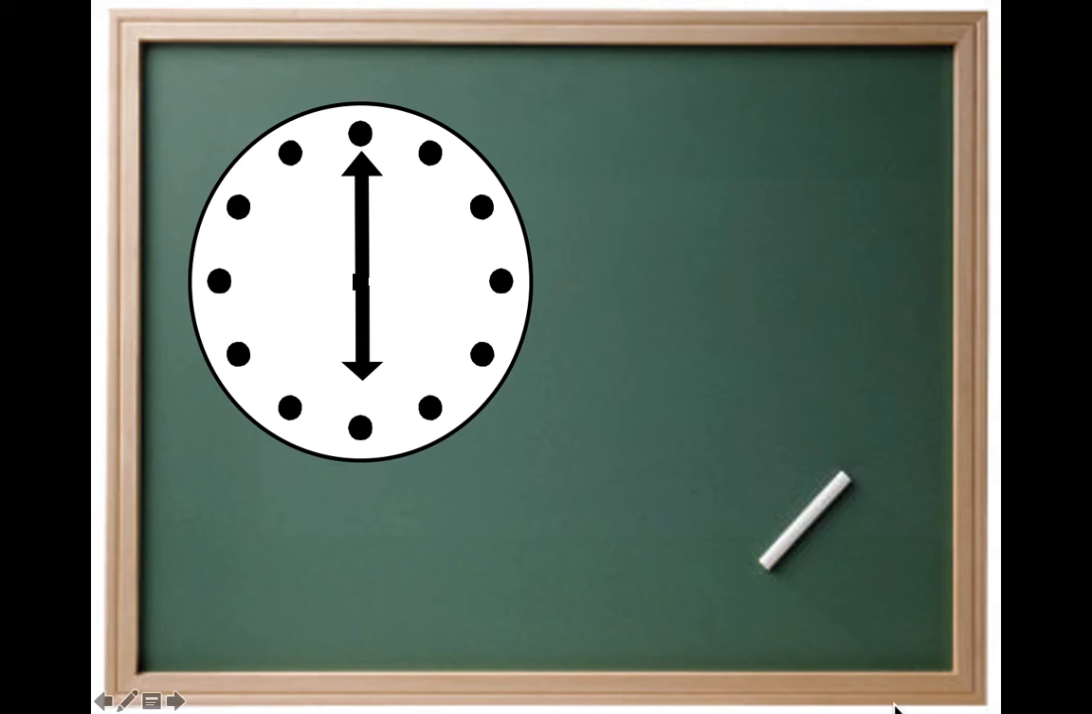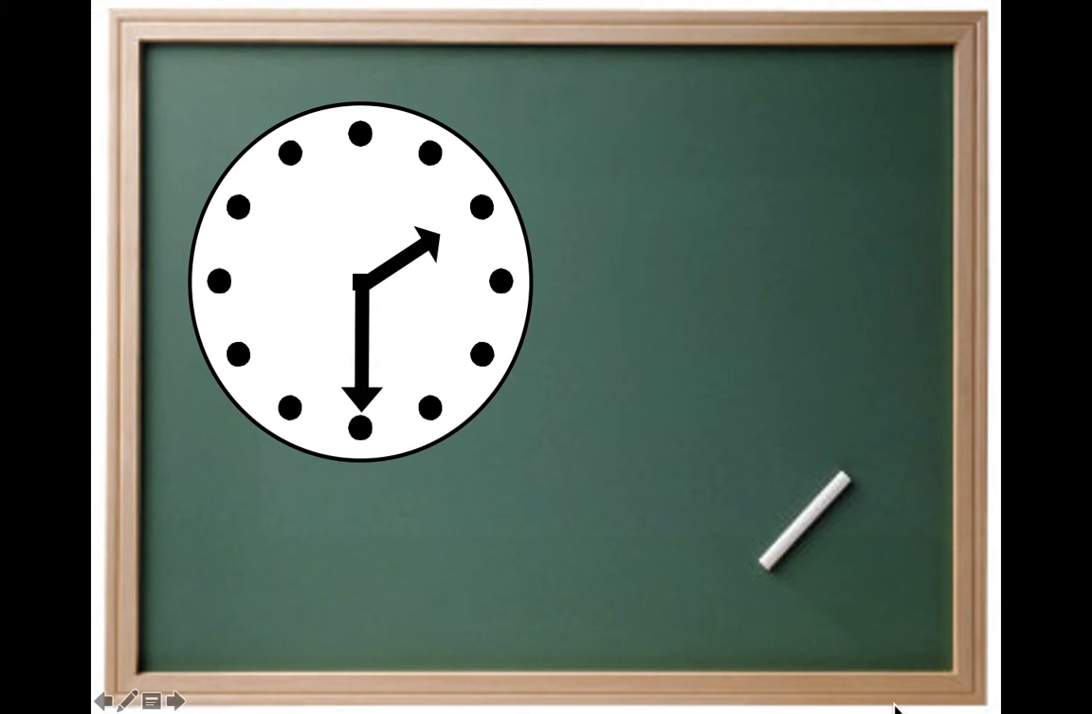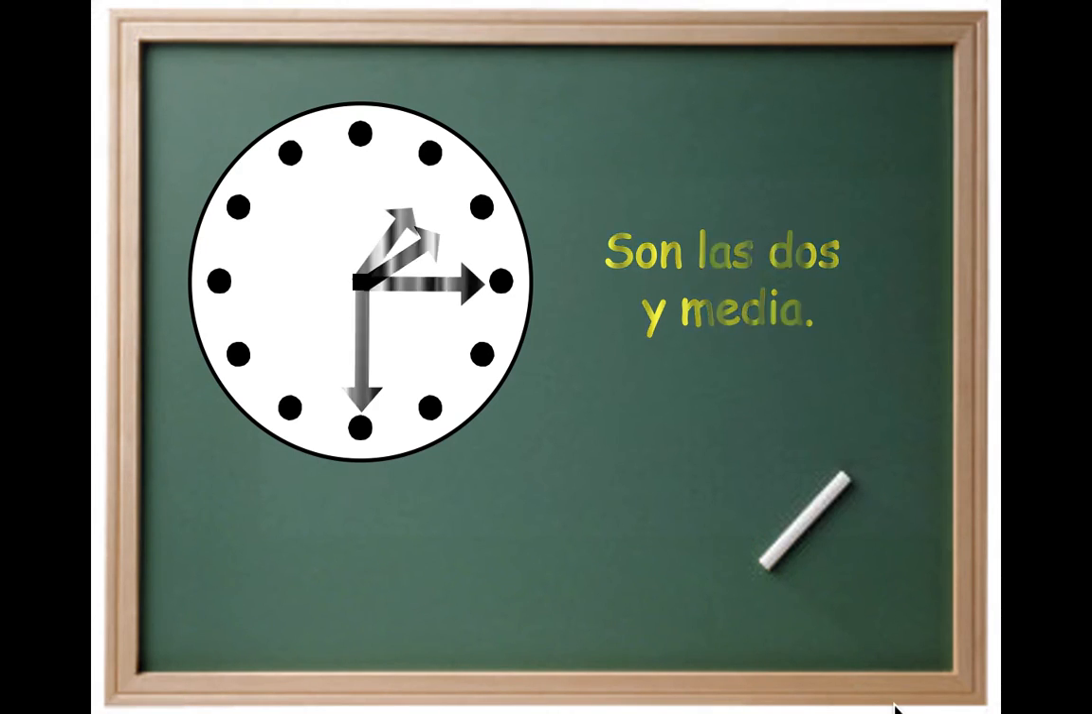¿Qué hora es? Son las 6. If you want to be exact, en punto. Y ahora, ¿qué hora es? How about now? What time is it? Sí, son las 2:30 o son las 2:30.